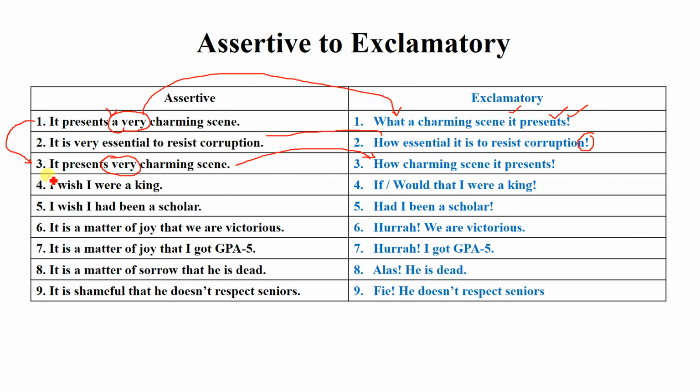And for "I wish," follow this sentence. Instead of "I wish," we use "if only" or "would that." Another sentence: "I wish I had been a scholar." Just follow these two sentences. After the subject, the auxiliary verb is "were" in one, but here the auxiliary verb is "had." So if after "I wish" and the subject the sentence contains "had," then instead of "if" you have to use "had." Look, in this sentence I didn't use "if," rather I used "had."